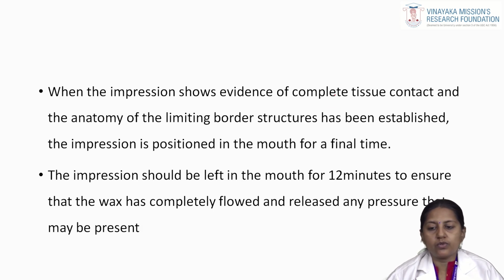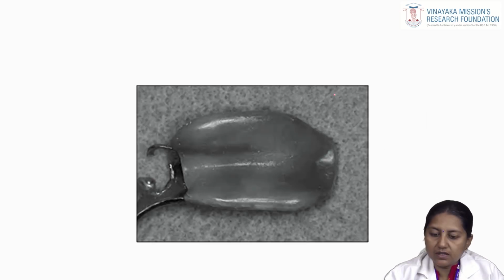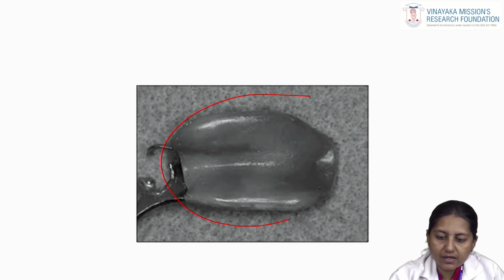When the impression shows evidence of complete tissue contact and the anatomy of the limiting border structures has been established, the impression is positioned in the mouth for a final time. In the final time, it has to be left in the mouth for 12 minutes for the wax to flow and release any pressure that may be present. So this is the completed fluid wax impression.